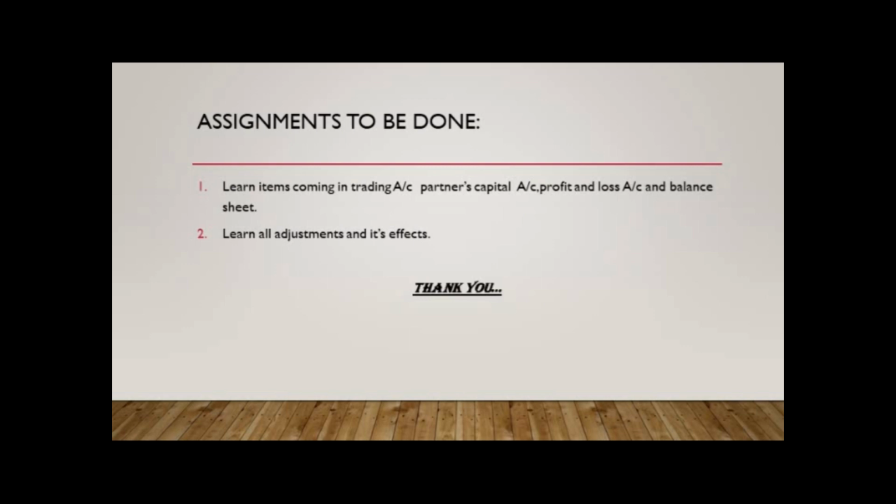So students, today we have done the pro forma of trading account, profit and loss account, partners' capital account and balance sheet. Adjustments and their 2 effects, we have discussed all. So in the next class we are going to start with this sum. And I have given you an assignment. Just go through this, learn all the items that are going to appear either in trading account, profit and loss account, partners' capital or current account and balance sheet, and you have to learn all adjustments and their effects. Without that it is not possible to do final account.